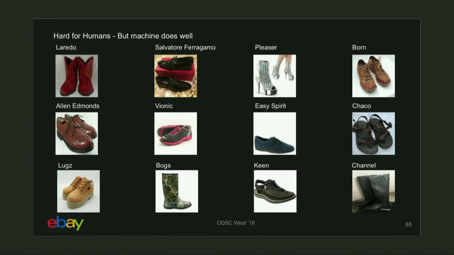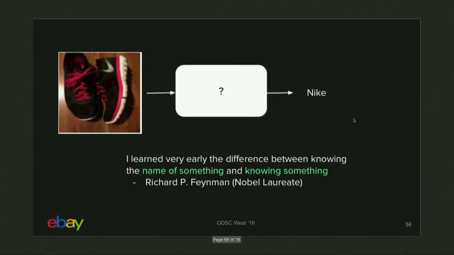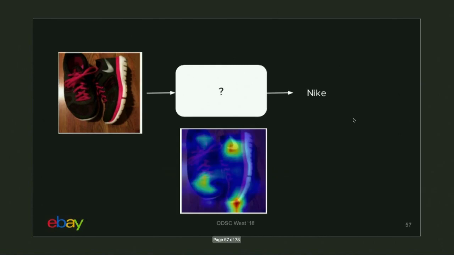This is an example of narrow artificial intelligence. It's very good at excelling over the human in a specific task, in this case brand prediction just from a picture. So this is what the neural network is doing: you feed an image, it predicts the brand. Now, I like this quote by Richard Feynman: I learned very early the difference between knowing the name of something and knowing something. In this case, a neural network is predicting Nike and Adidas and so on. But what does the neural network really understand? Why is it making these decisions? That's what I'm going to show here.